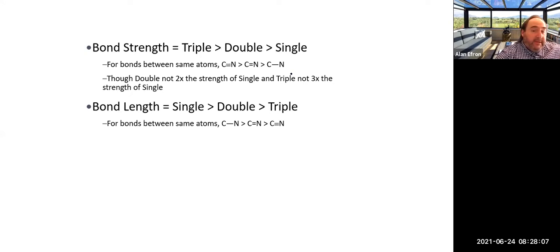But what we do see is, because of that shortened distance as those atoms come together, as we continue to add bonds, the strength of that bond becomes much stronger. So basically, a single bond is longer than a double bond, which is longer than a triple bond. And in terms of strength, a triple bond is stronger than a double bond, that's stronger than a single bond.